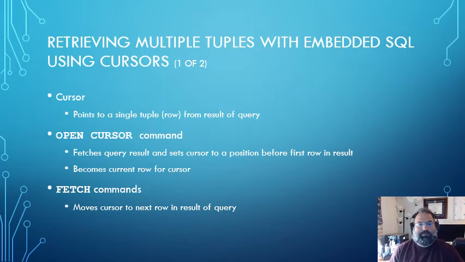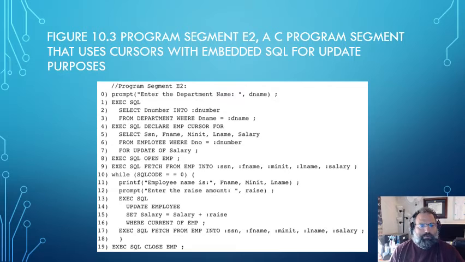So, retrieving multiple tuples with embedded SQL using cursors. Cursors are a way of essentially iterating across a collection that is the result of a query. You open a cursor, you fetch commands, and then you close the cursor at the end. Cursors are also not necessarily all that advisable because of performance reasons. Cursors typically equate to making the database server maintain state. We try to keep database servers stateless if at all possible. So here's an example of using cursors inside of an embedded SQL program inside of what looks like a C variant.